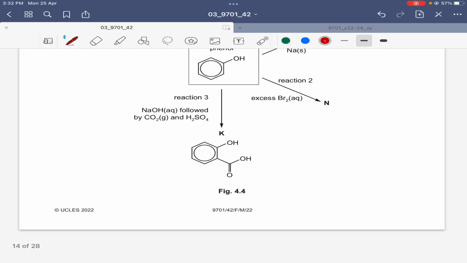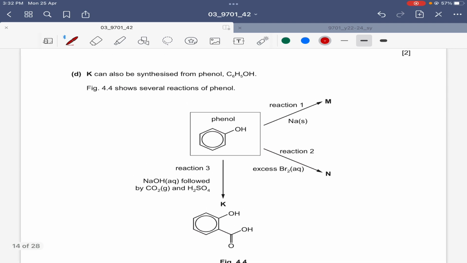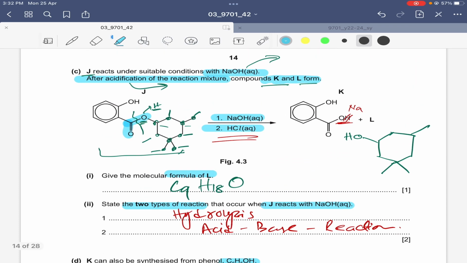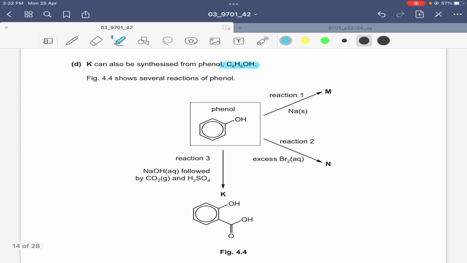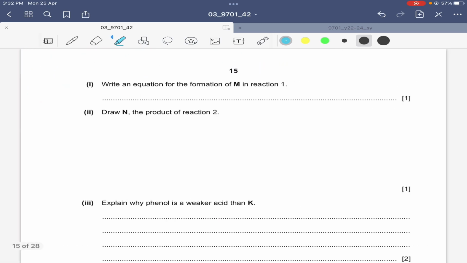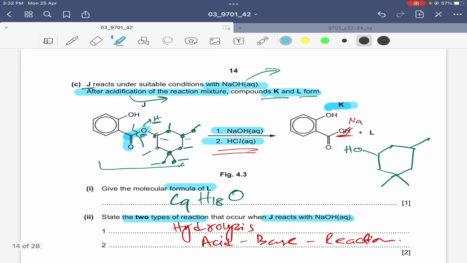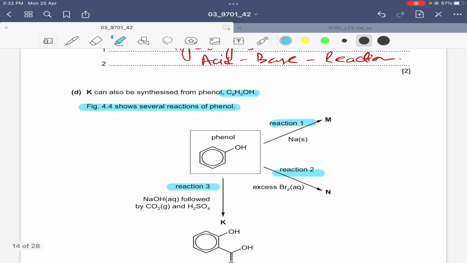All right. Now the D part is K can also be synthesized from phenol, right? We are synthesizing K. This is K, and they're saying K can also be synthesized from phenol, and they have given us some reactions of phenol, right? Reaction 1, reaction 2, reaction 3. Now let's move on with the question. So they're saying write an equation for the formation of M in reaction 1.